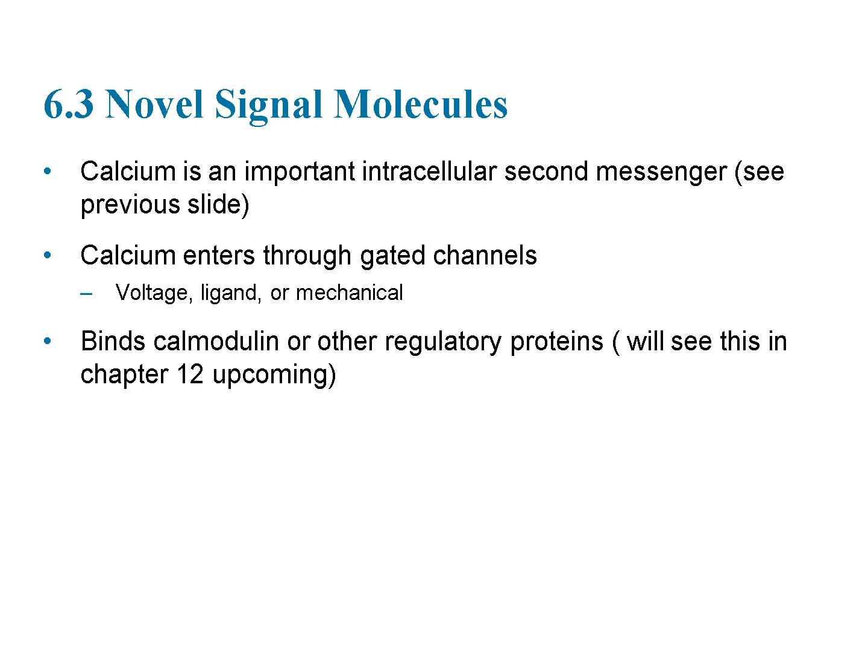Calcium's role as a second messenger is critical because it can trigger a wide variety of cellular responses, from muscle contraction to neurotransmitter release. Calcium ions enter the cell through gated channels, which are tightly regulated to ensure precise control. These channels can be activated by voltage changes, as seen in excitable cells like neurons and muscle fibers, ligand binding, where a chemical signal opens the channel, or mechanical stimuli, such as stretch or pressure.